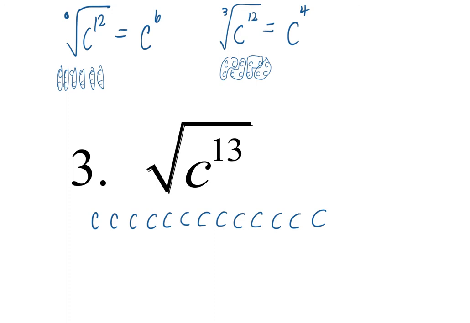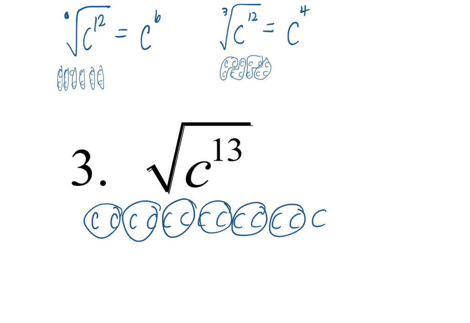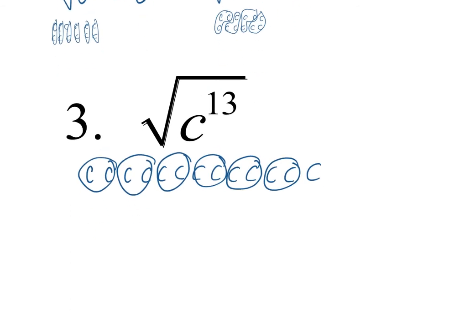And so with this being a what root? It's a square root because there's no index written right there. We're looking for a group of 2. So 1 group of 2, 2 groups of 2, 3, 4, 5, 6, and 1 left over. 1 left over right here. Okay, so what these groups of 2 that I've circled means is that there are 6 groups of 2.